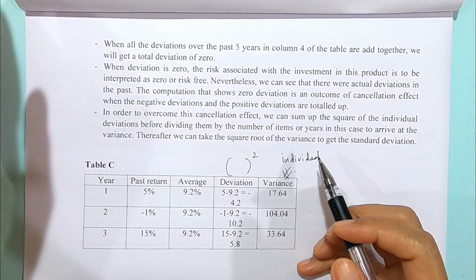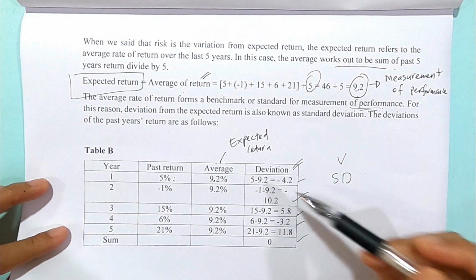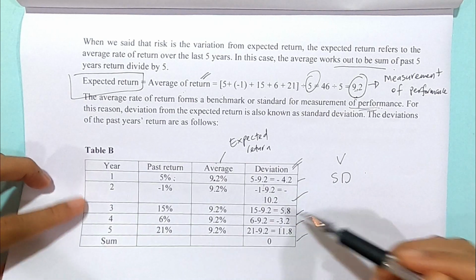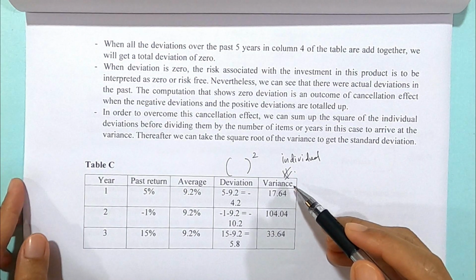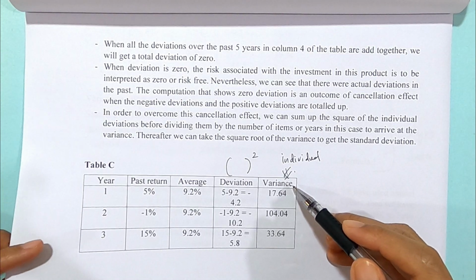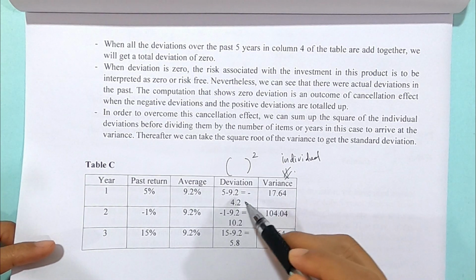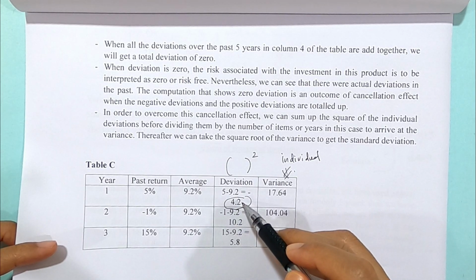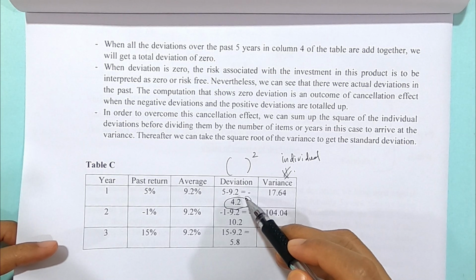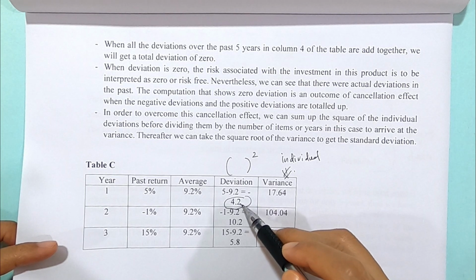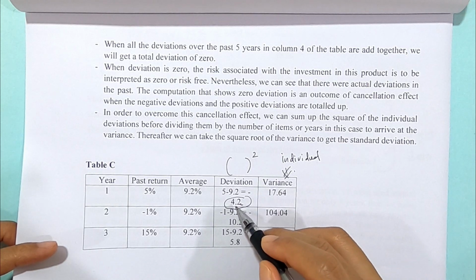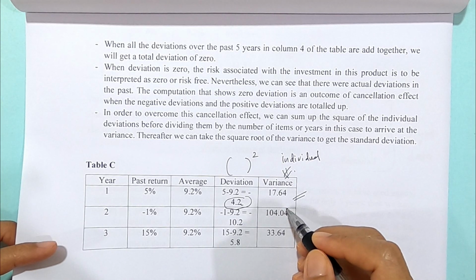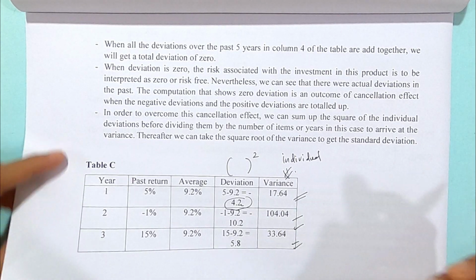Alright, so at this point of time, we already have the individual deviation for each of the year. Now we are going to calculate the variance. This is the individual variance, in the sense that we have to take the square of the individual deviation. As in this case, 4.2 to the power of 2, then we can get the individual variance for each of the year.